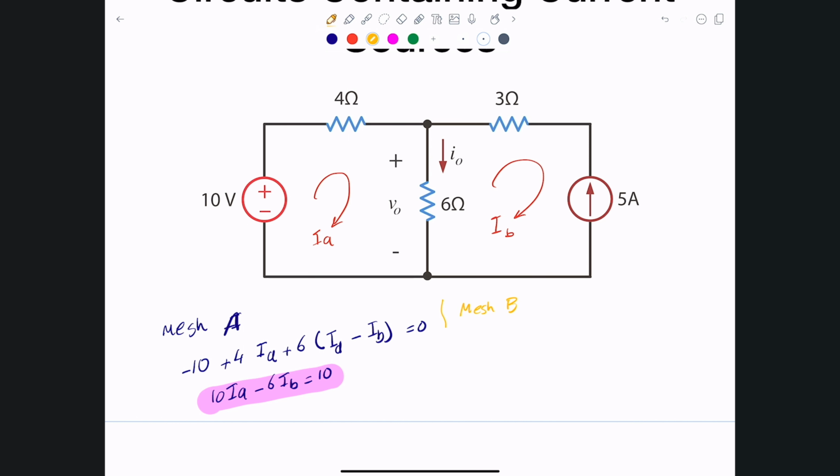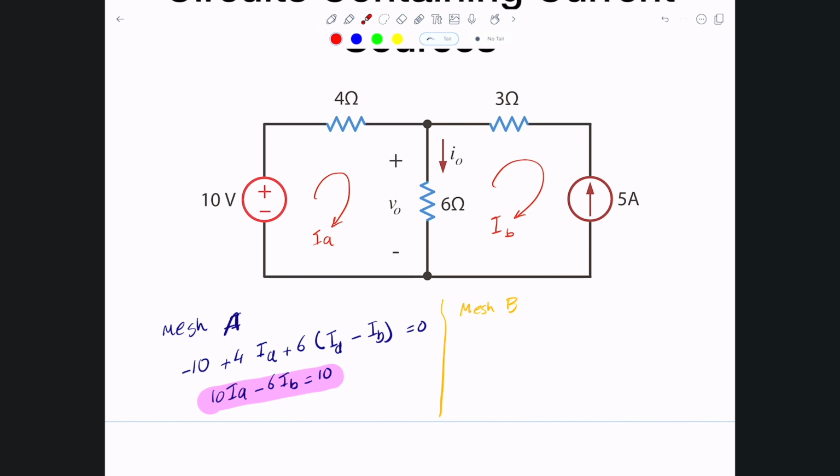What about mesh B in here? Well, let's take a look. We can, of course, go ahead and start writing 6 times IB minus IA, 3 times IB, but then remember we're writing KVL, and I don't know the voltage across that particular source in here. And as it turns out, for this particular case, I do not need to know that voltage. Actually, I don't need to write an equation at all, because if you think about it, the branch current flowing through that is 5 amps. I know what the branch current is because I know what this current source is providing.